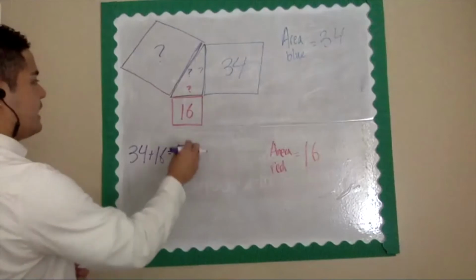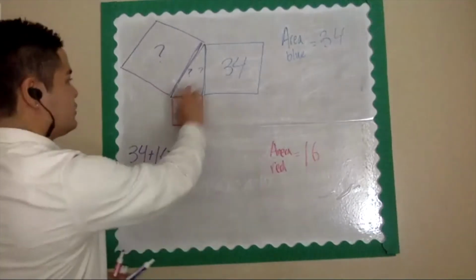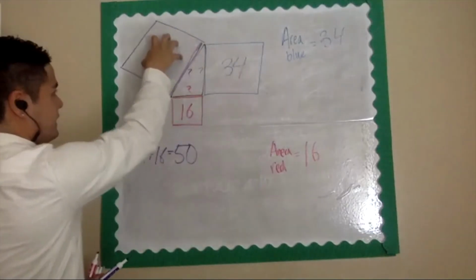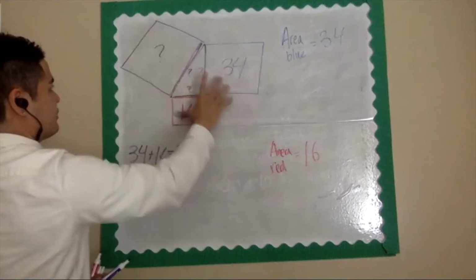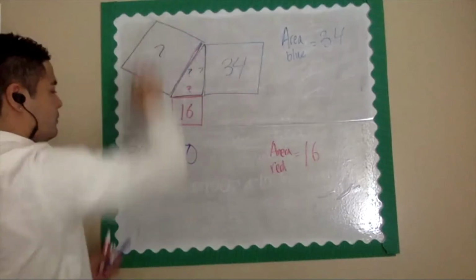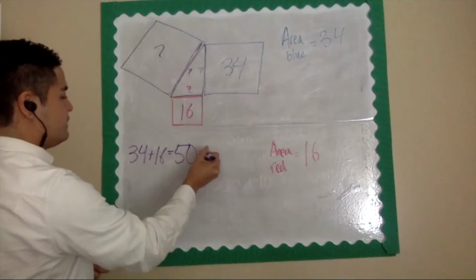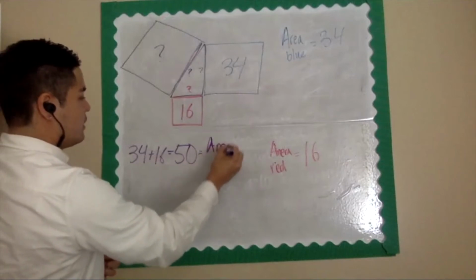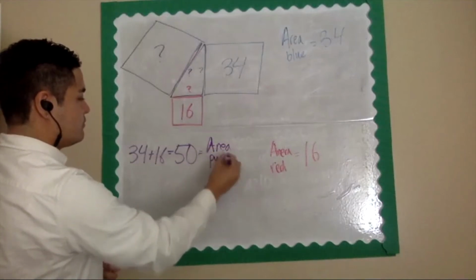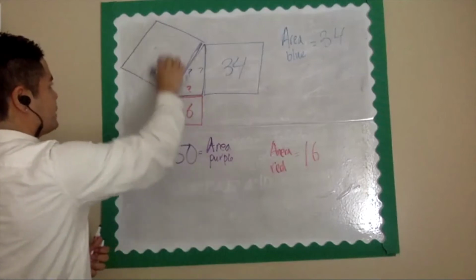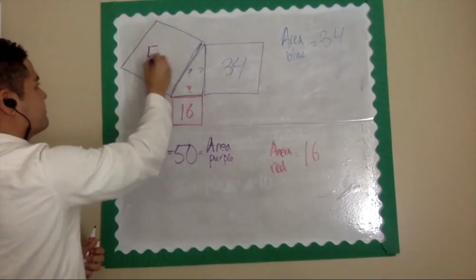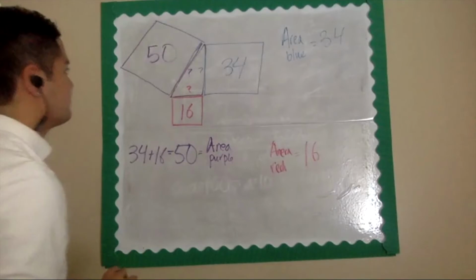Inside the box, okay? We learned that these two squares fit in here. So this 16 and this 34 will fill in this purple box. So this 50 becomes the area of the purple. Okay, so I'm gonna erase my question mark here. This becomes 50. Okay, nice.